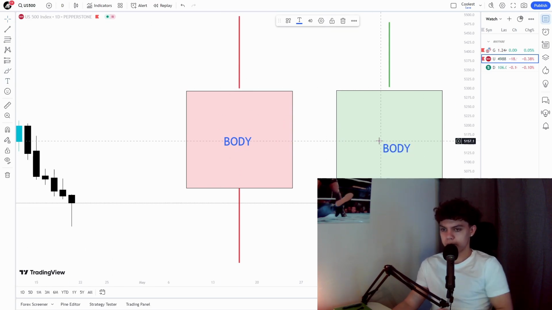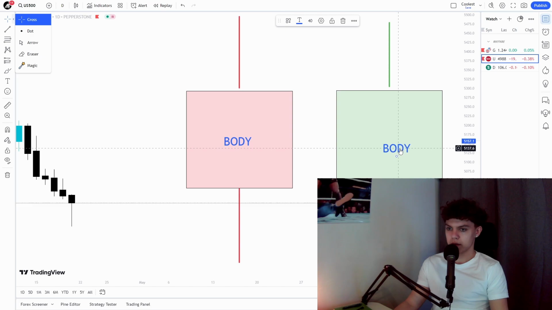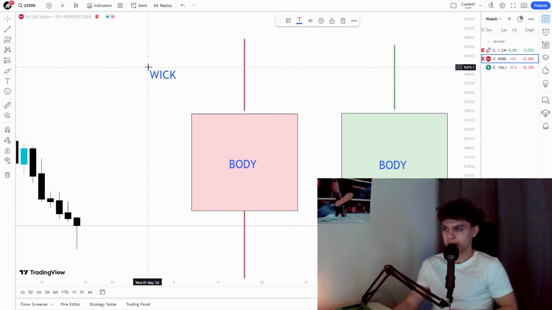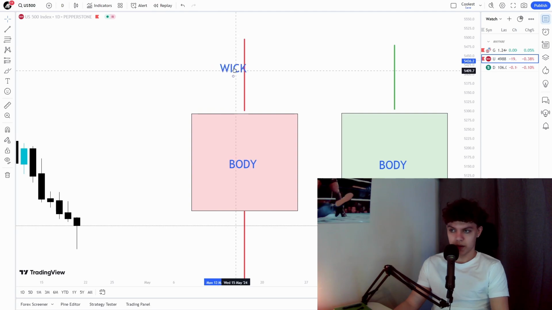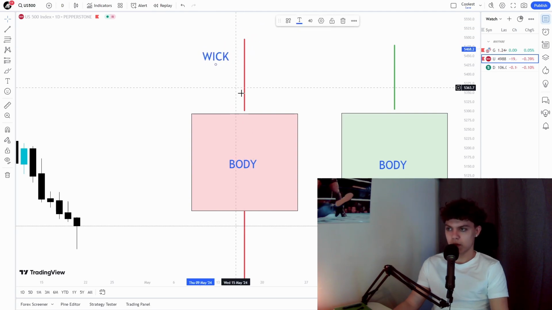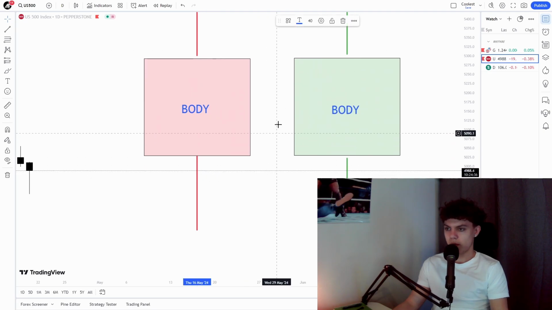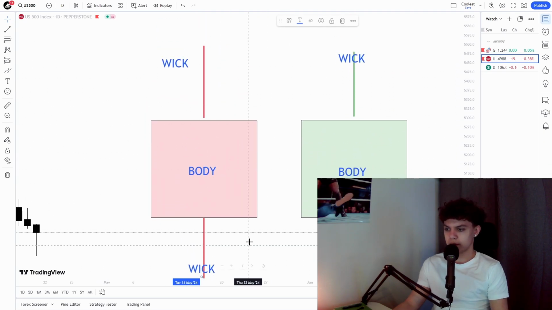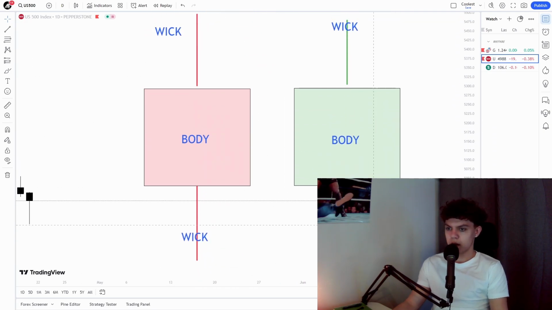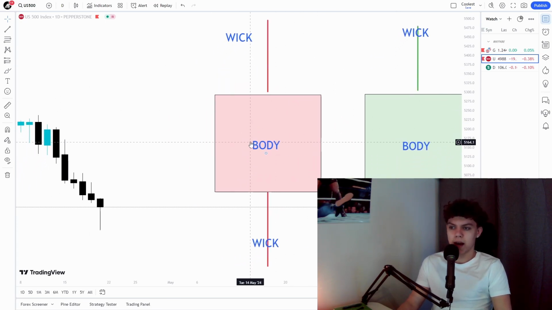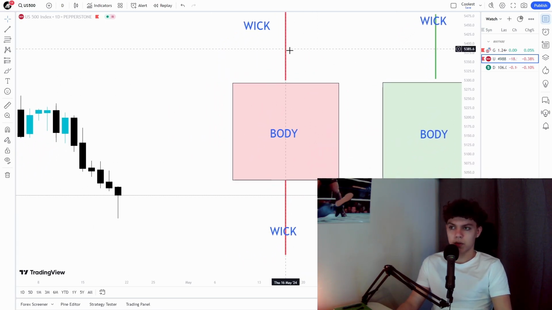Body and wick. This is the wick. This right here is a wick, wick, wick, wick, and wick. So one candle can have only one body but two wicks.